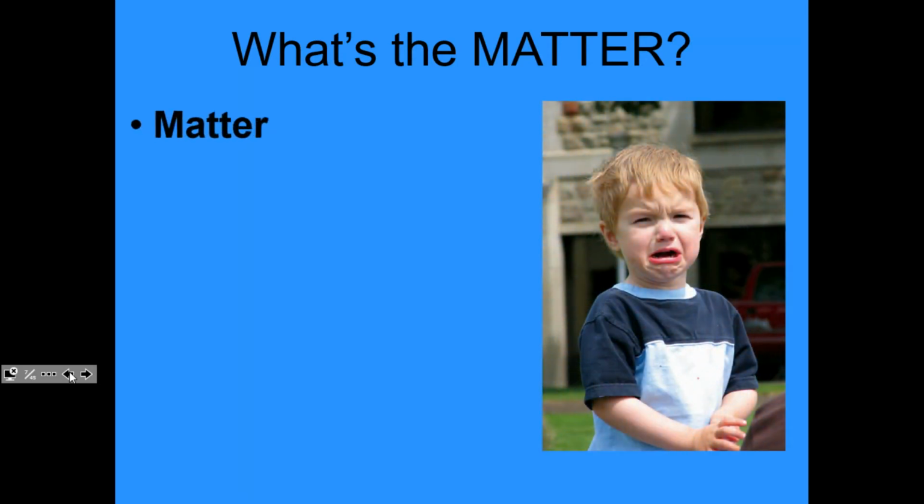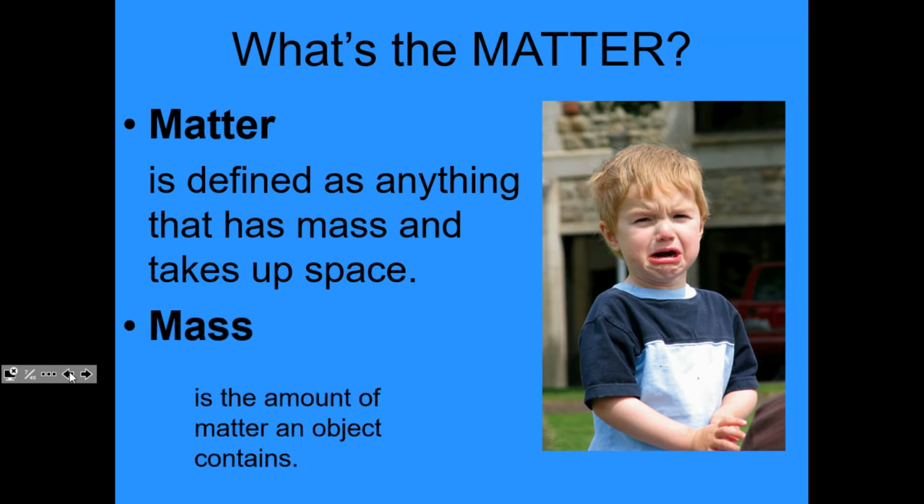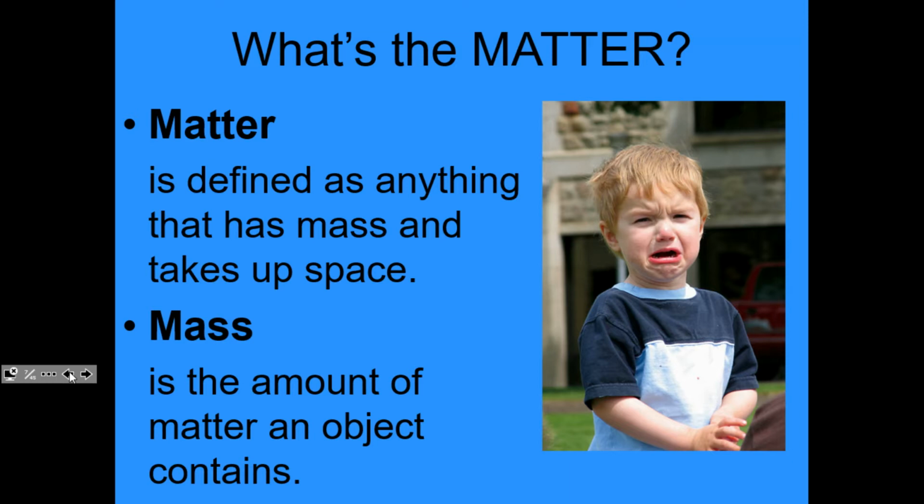What's the matter? Well, matter is defined as anything that has mass and takes up space. That's basically everything around you, including yourself. Mass, specifically, is the amount of matter that an object contains. So then we're looking at weight. Except weight contains the aspect of gravity, but it's similar. It's the amount of matter that an object contains.